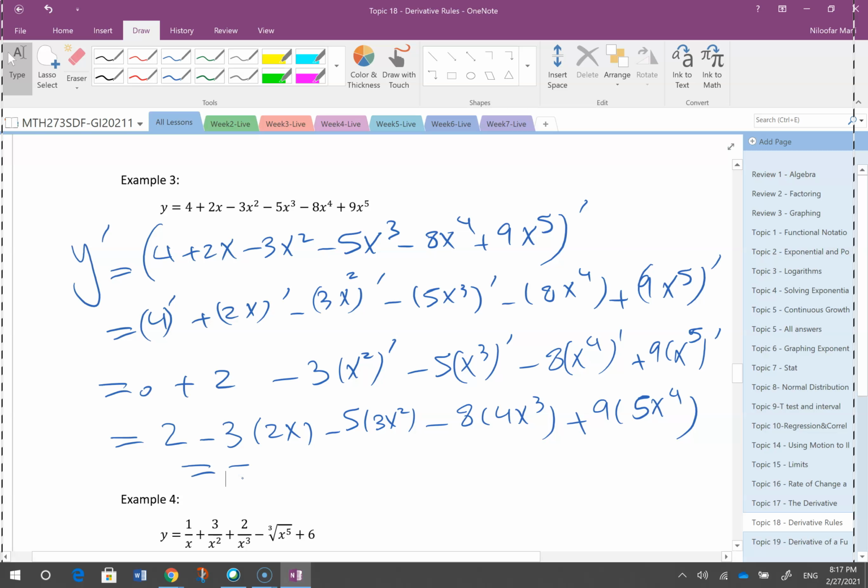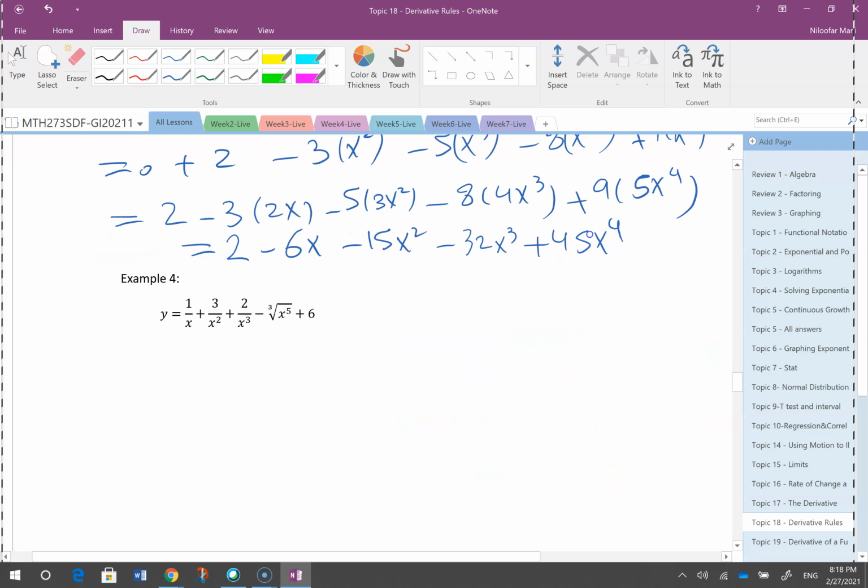So now I simplify. Here I am showing you all step by step. Derivative of left equals derivative of right, then I do the derivative one by one, I just take the coefficient out and take the derivative of the next part, and then I find the answer and simplify. So it is 2 minus 6x minus 15x squared minus 32x cubed plus 45x to the power 4.